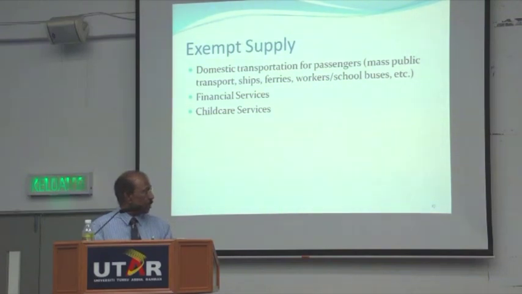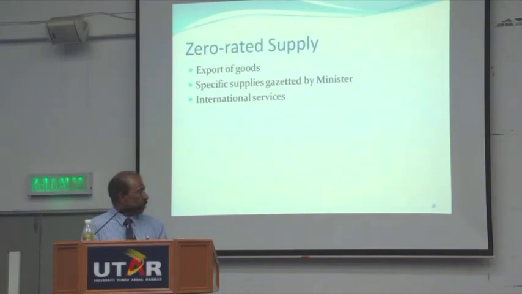So these are exempt: domestic transportation of passengers, financial services, childcare services. Now zero rated, where tax is charged at 0, which means no tax at all. This affects the export of goods, specific supplies which the minister has gazetted, and of course services which are provided to overseas international services. So zero rated is, of course, better than exempt as far as the businessman is concerned because input tax can be claimed.